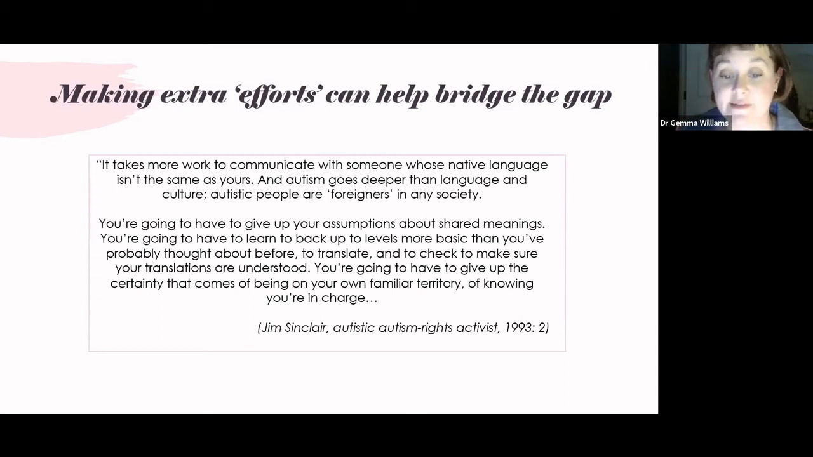And he said, it takes more to communicate with someone whose native language isn't the same as yours, and autism goes deeper than language and culture. Autistic people are foreigners in any society. You're going to have to give up your assumptions about shared meanings. You're going to have to learn to back up to levels more basic than you've probably thought about before, to translate and to check to make sure your translation is understood. You're going to have to give up the certainty that comes of being on your own familiar territory, of knowing you're in charge. And I think, you could swap out the idea of familiar territory with, what's mutually manifest, assuming that things are mutually manifest when perhaps they aren't, and making those extra efforts to understand.